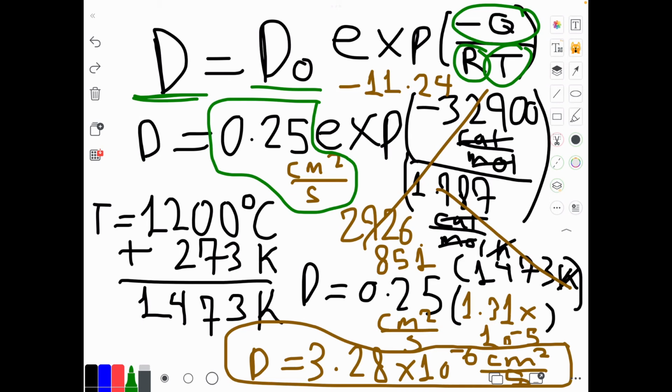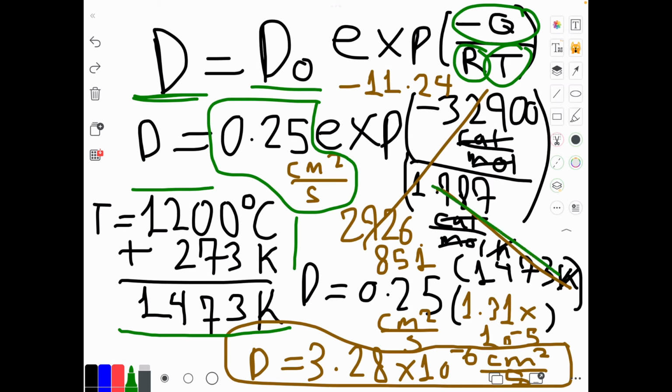We do have to convert our temperature, because our temperature was 1200 degrees Celsius. We need to add 273 Kelvin to get 1473 Kelvin. By doing so, now we know the whole equation, which is very messy, sorry because I wrote it big. We have negative 32,900 calories per mole over 1.987 calories per mole times 1473 Kelvin.